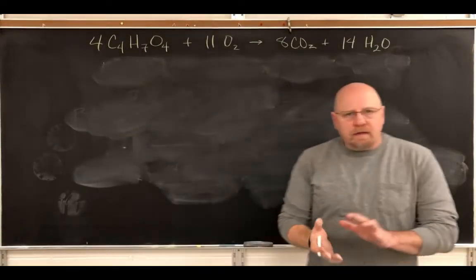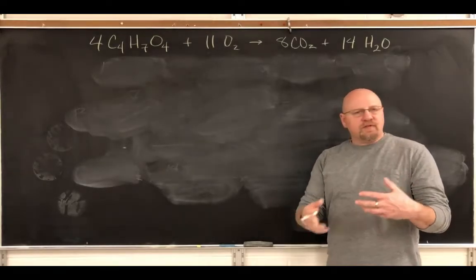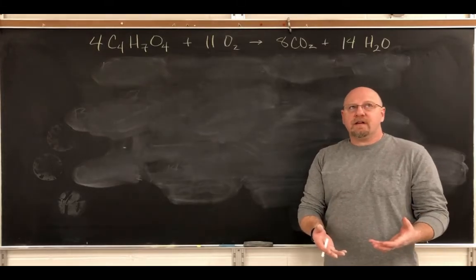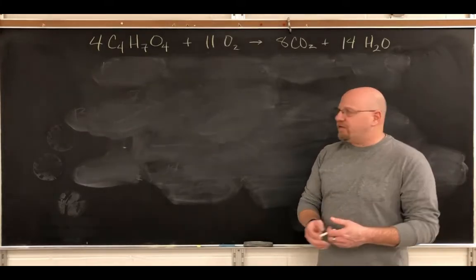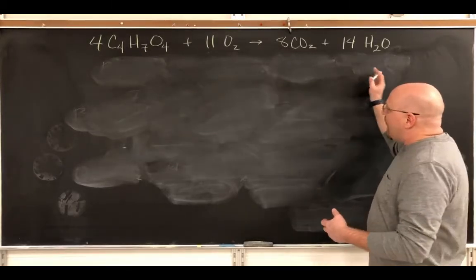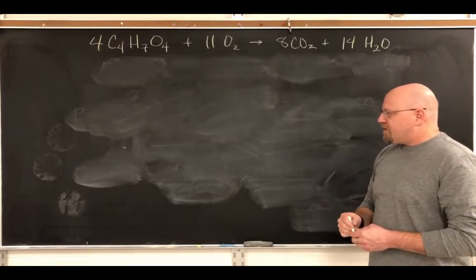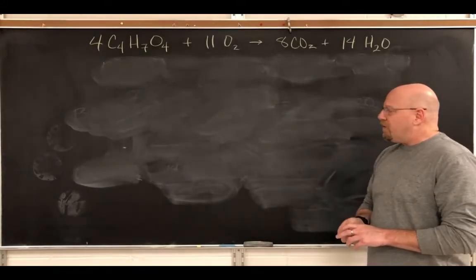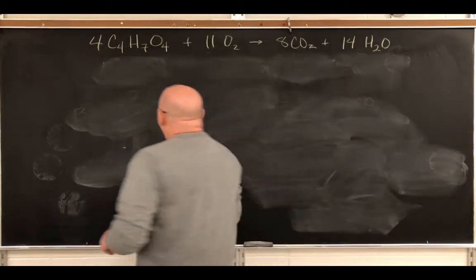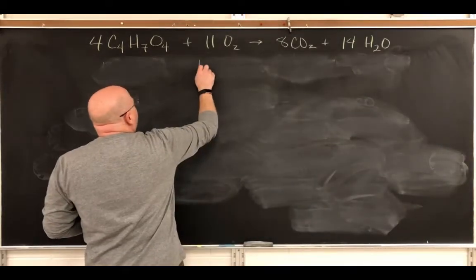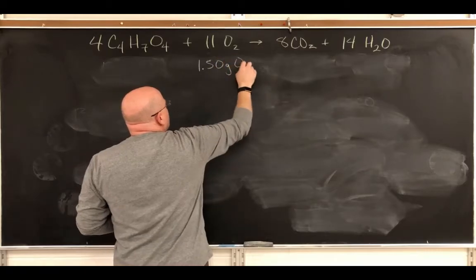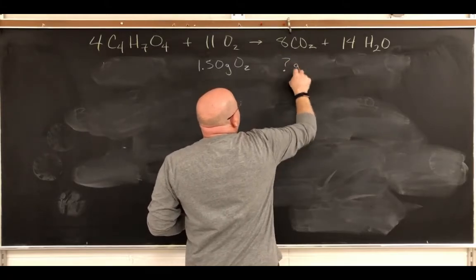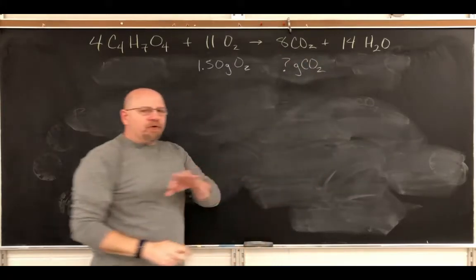Okay, two more. This one we're going to go from grams to grams. This is the same thing that you did in part 3 of the introduction activity. And again, I'm going to use this reaction because it's got a nice mix of coefficients, and the same basic idea can be applied to any reaction that you're going to be doing. So the question that we're going to answer now is: if we had 1.50 grams of oxygen gas, how many grams of CO2, carbon dioxide, will that produce?